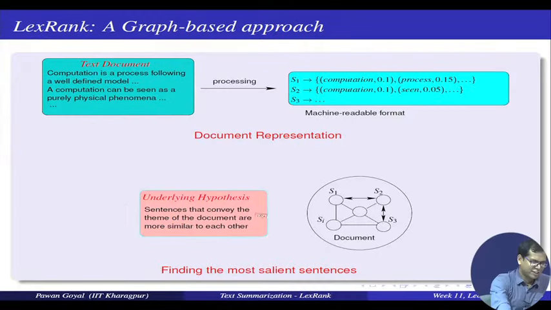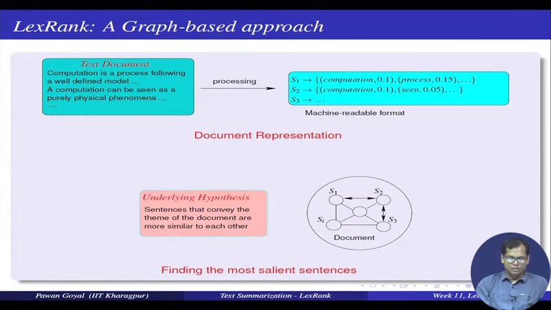You have an underlying theme there. Now sentences that are important to the document should be talking about that theme, and because this theme is prevalent, this sentence should be similar to many other sentences in the document. So a sentence that is similar to many other sentences should be called the important or the relevant sentence, and this is the main hypothesis that is used here, and these other sentences should also be relevant. So sentences that convey the theme of the document are more similar to each other.